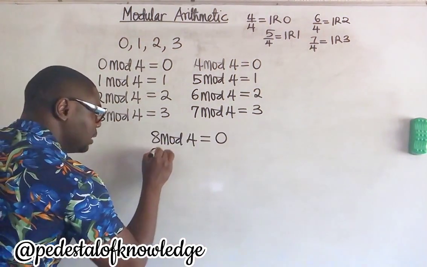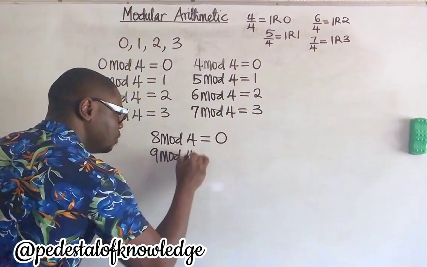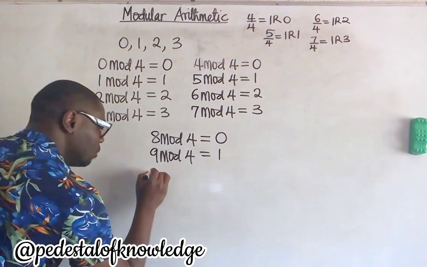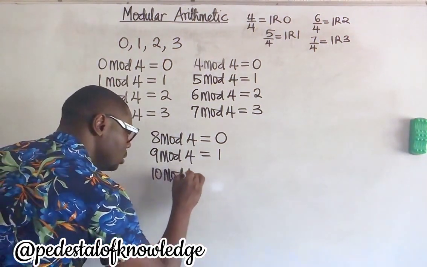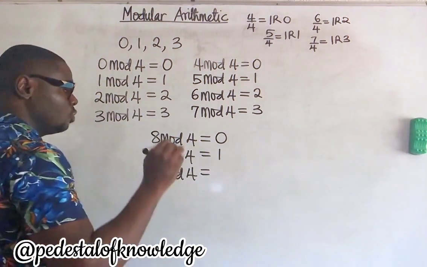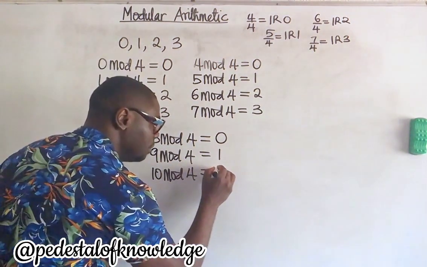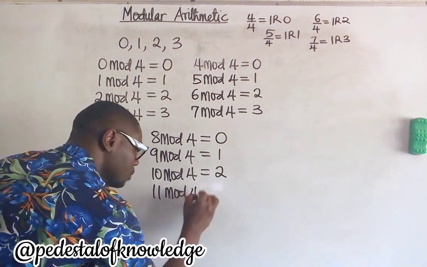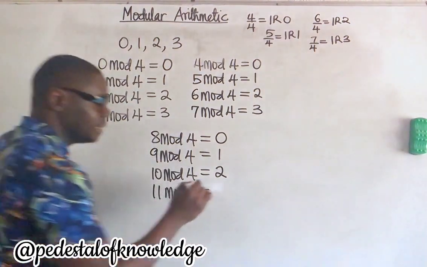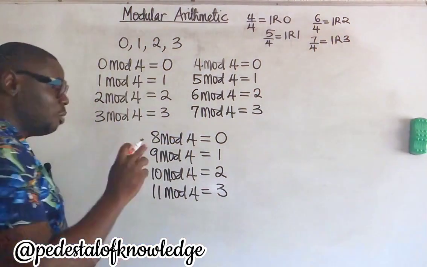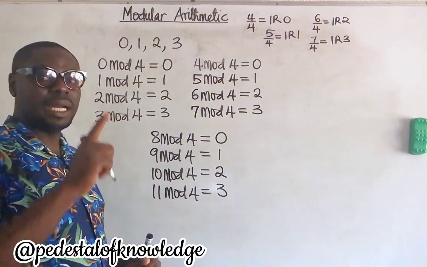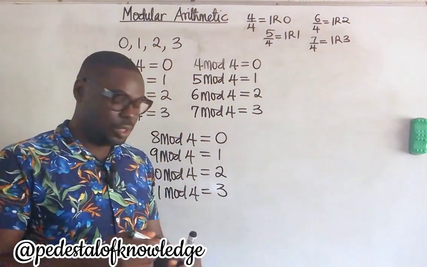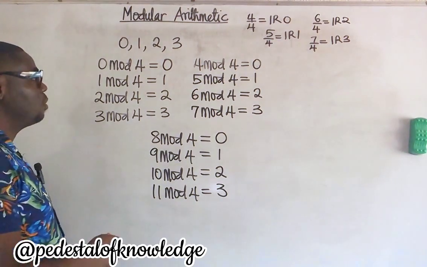Now 9 mod 4 will give us 2 remainder 1. So we put down the remainder 1. Now 10 mod 4 will give us 2 remainder 2. So we put down the remainder 2. And then 11 mod 4 will give us 2 remainder 3. So we are going to see that the moment the numbers reach a particular value, and that value is the modulus, which is 4, all the numbers there will now swap around. So that is how numbers are manipulated in modular arithmetic.